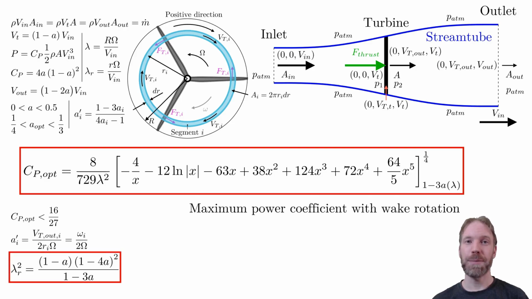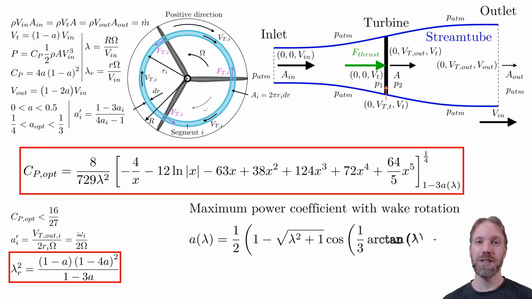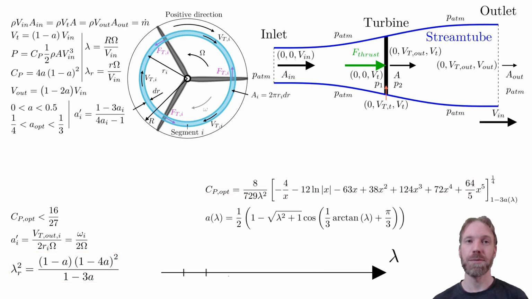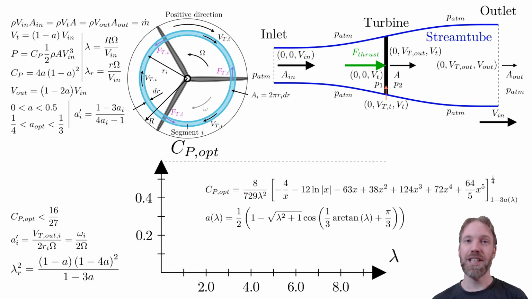a of lambda can be calculated with this equation. It's a cubic polynomial and will thereby have an analytical solution. While I will skip solving it here, one can show that the following expression will be a solution in our given interval. Combined, we can calculate the maximum power coefficient as a function of the tip speed ratio. Let's end the video by plotting the results.